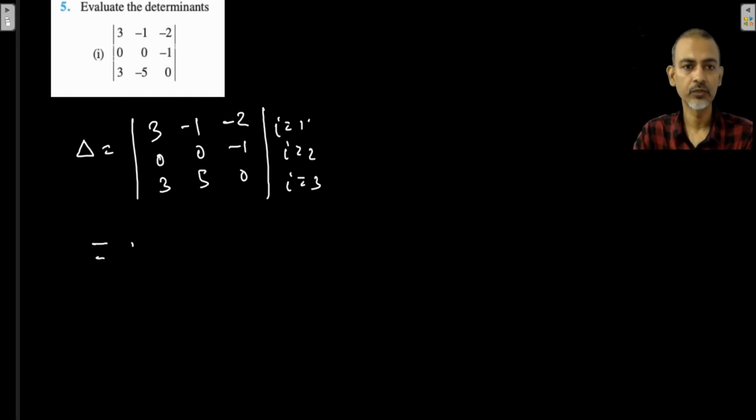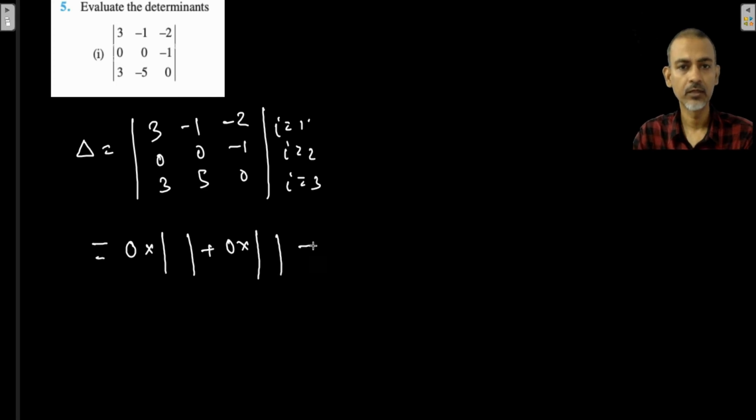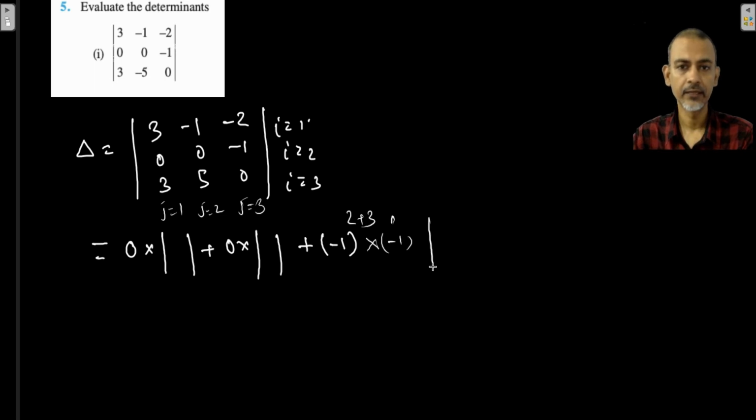So the first one will become 0 multiplied by some determinant. The second one will become 0 multiplied by some determinant, and the third one will be, first, minus 1 to the power i plus j, where i is 2 and j is going to be 3 here, right? j is the number of the column. So it will be 2 plus 3, where 2 is the number of the row and 3 is the number of the column. 2 plus 3 is going to be odd, so this is going to be minus 1, right? And then finally you will have a determinant.